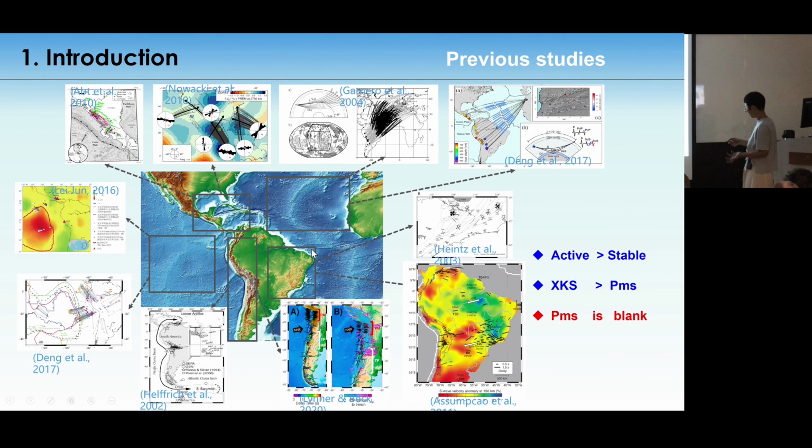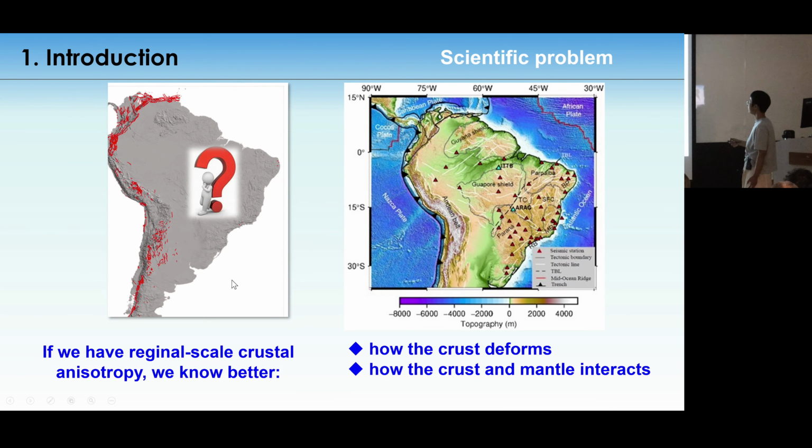If we know the regional scale crustal anisotropy in this stable part, and combine it with the mantle anisotropy from previous studies, we may better understand how the crust deforms and how the crust and the mantle interact. So that's why we intend to process the crustal anisotropy by receiver function, or Ps shear wave splitting, using most of the data from the RSBR stations shown here.